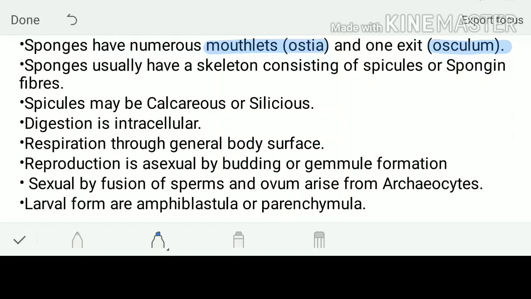They have a skeleton consisting of spicules or spongin fibers. These are the special skeleton which are present on the sponge body. The spicules may be made up of calcium or silicon. Now, digestion. The digestion is intracellular, which means the food will be taken into the cell and then digested. Their respiration basically takes place through the general body surface.